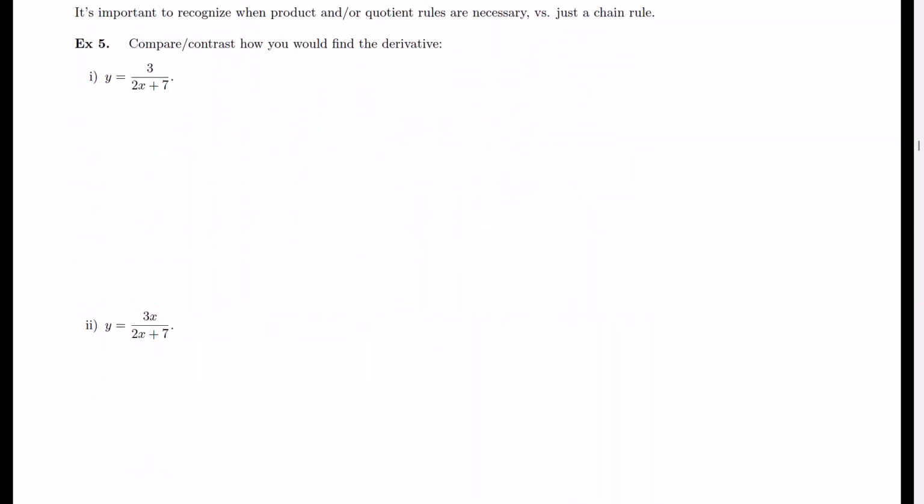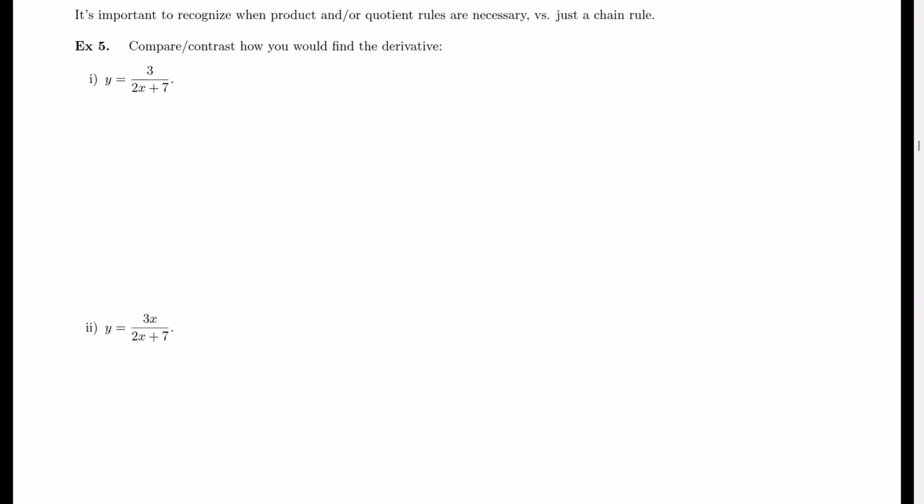Now, like I said, it's important to recognize when product rules and quotient rules are necessary or when the chain rule can be used. So for this example 5, we're not going to find the answers. We're just going to say which rule can be applied and which rule is better to be applied. So it says compare or contrast how you would find the derivative of each one of these parts. So for example 5 part 1, I have y equal to 3 divided by 2x plus 7.